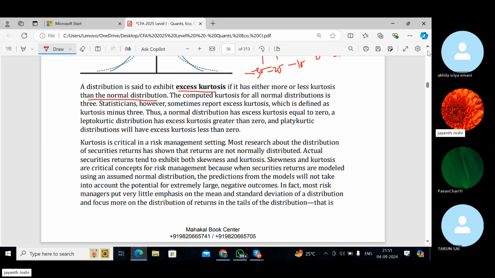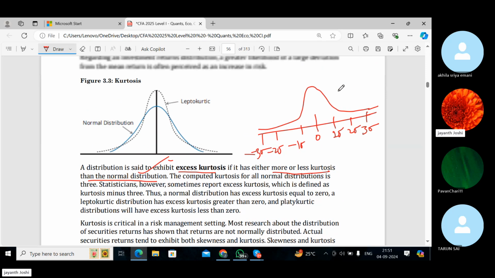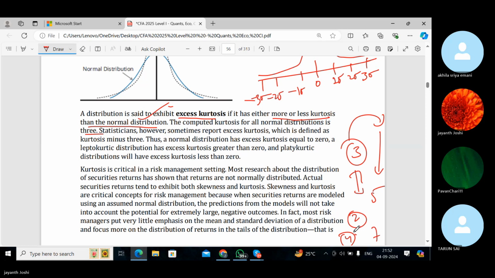So then what is that? A distribution is said to exhibit excess kurtosis if it has either more or less kurtosis than the normal distribution. We saw peaked data or flatter data, so we see excess kurtosis in those cases. The computed kurtosis for a normal distribution is 3. So you should understand, whatever kurtosis you compute for a normal distribution, it should be 3. Anything more than 3 shows excess kurtosis. If you have computed the kurtosis of the data and it comes to 5, then the excess kurtosis is 2. If it comes to 7, excess kurtosis is 4.